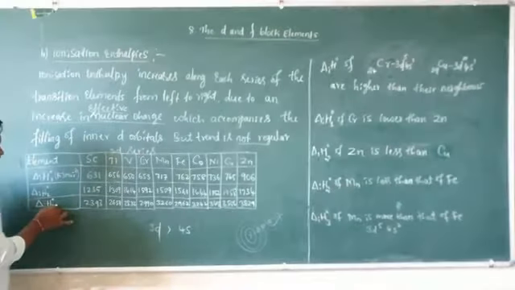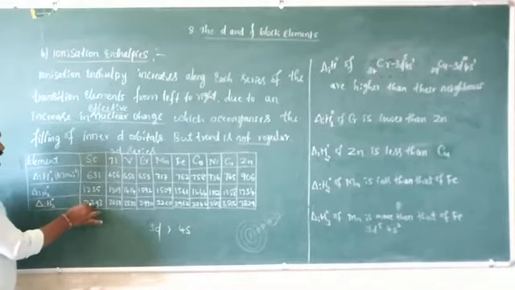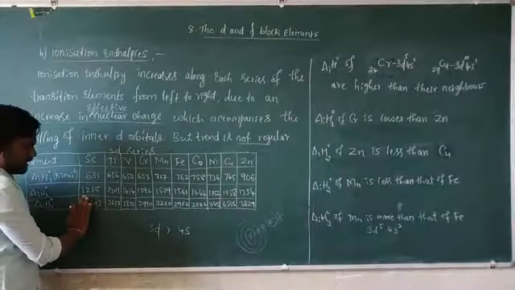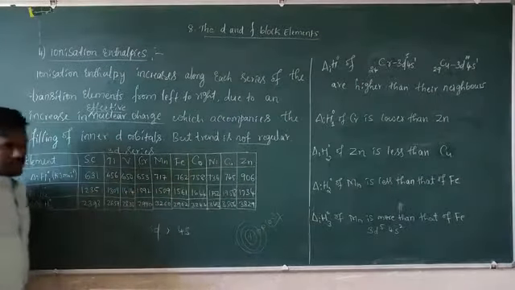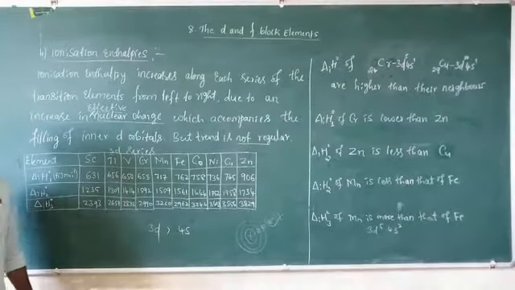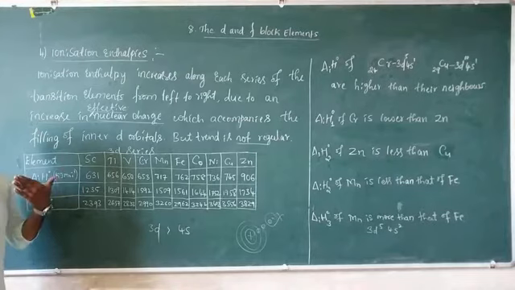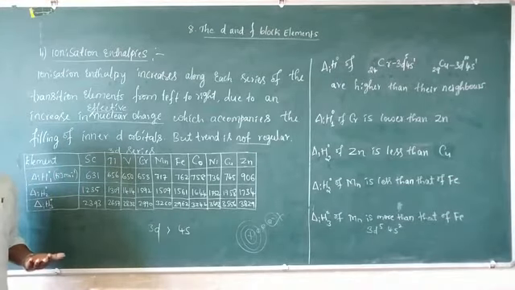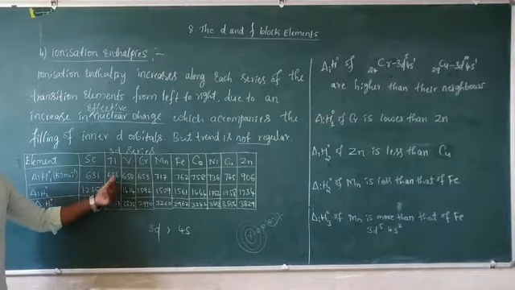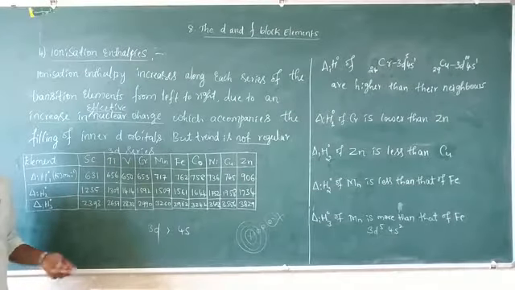The third ionization enthalpy of the 3d series requires even higher energy. It also increases from left to right. It requires higher energy compared to the first and second, because removing three electrons from the outermost shell requires more energy.